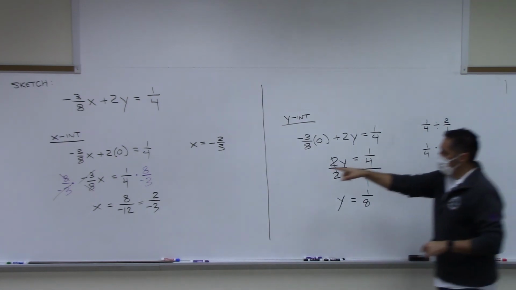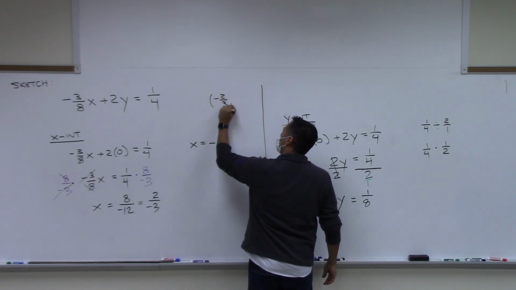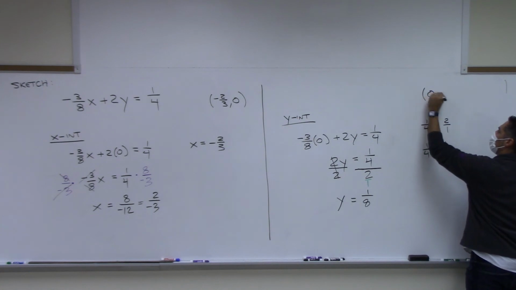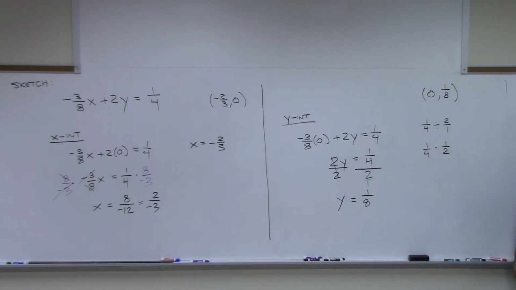I forgot to put over here on the x-intercept, I forgot to write it as a point. Negative 2/3, 0. And then on this one, the y-intercept, we're going to have 0 for the x and 1/8 for the y. Are we good? All right, so now we draw it.